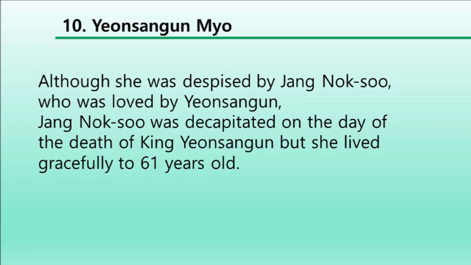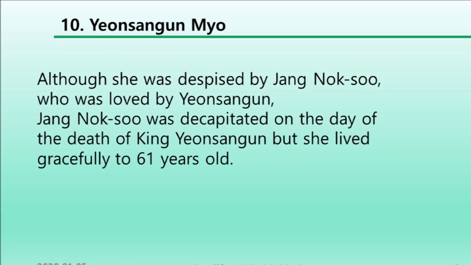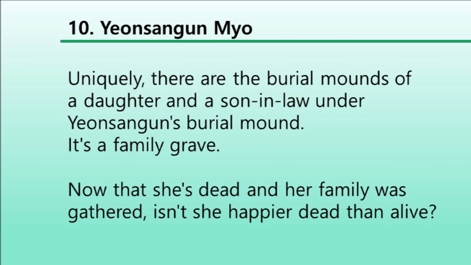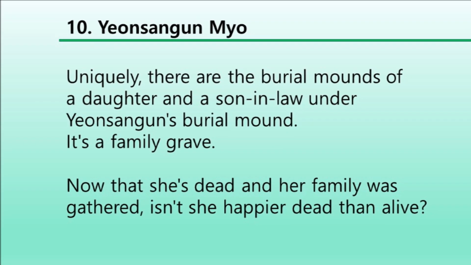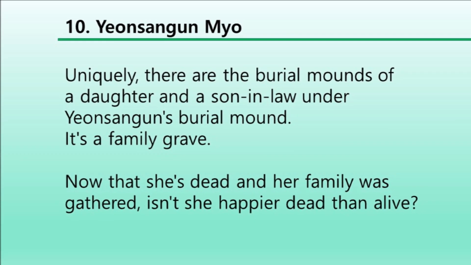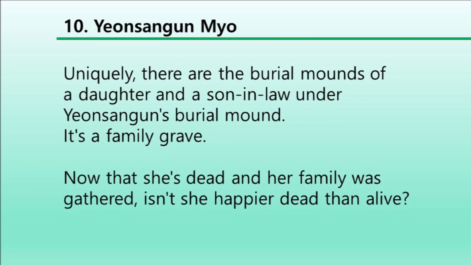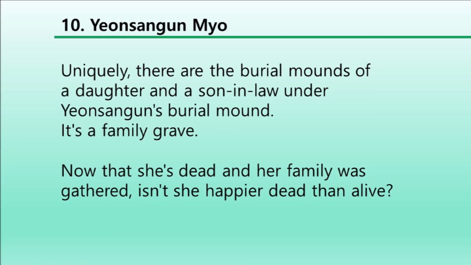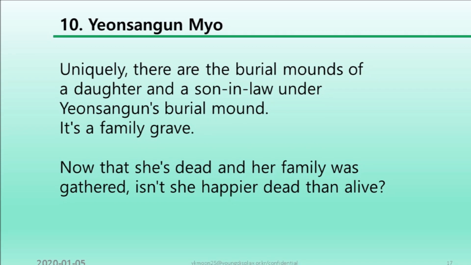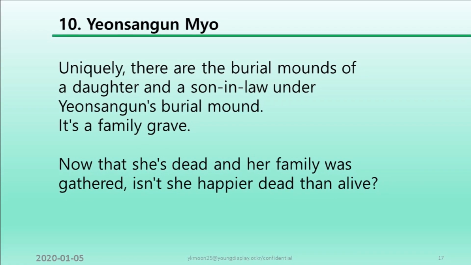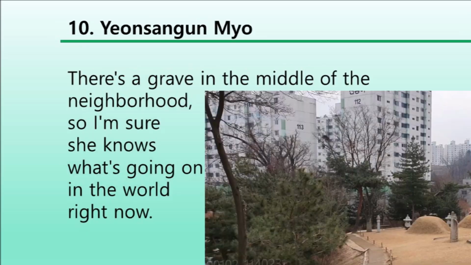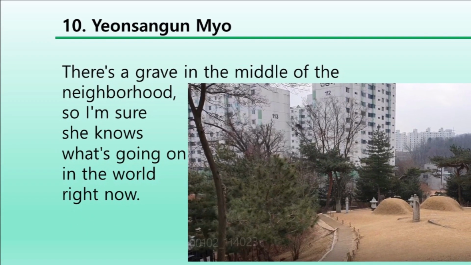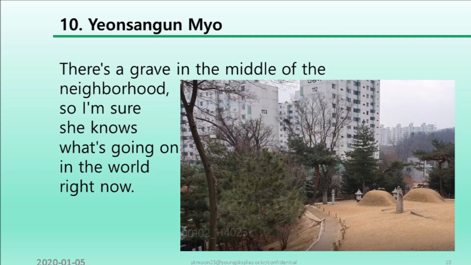Jang Noksu was decapitated on the day of the death of King Yeonsangun, but she lived gracefully to 61 years old. Uniquely, there are the burial mounds of a daughter and a son-in-law on the Yeonsangun's burial ground. It's a family grave. Now that she's dead and her family's together, isn't she happier dead than alive? There's a grave in the middle of the neighborhood, so I'm sure she knows what's going on in the world right now.